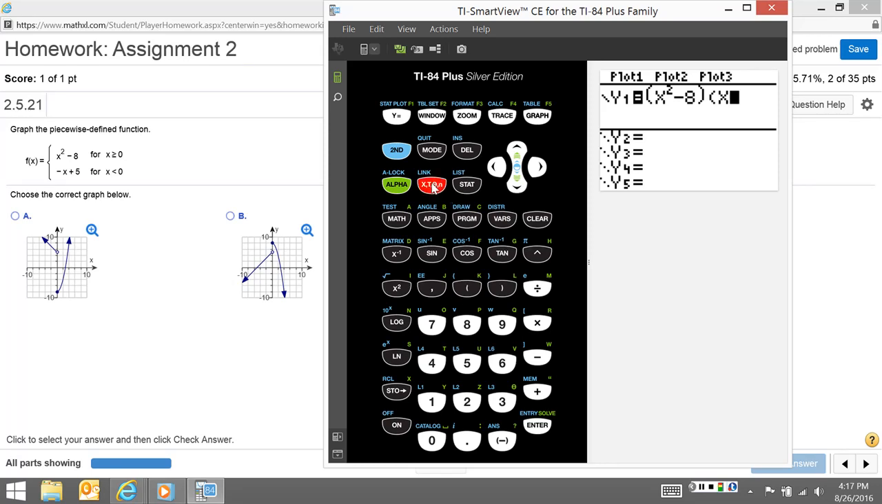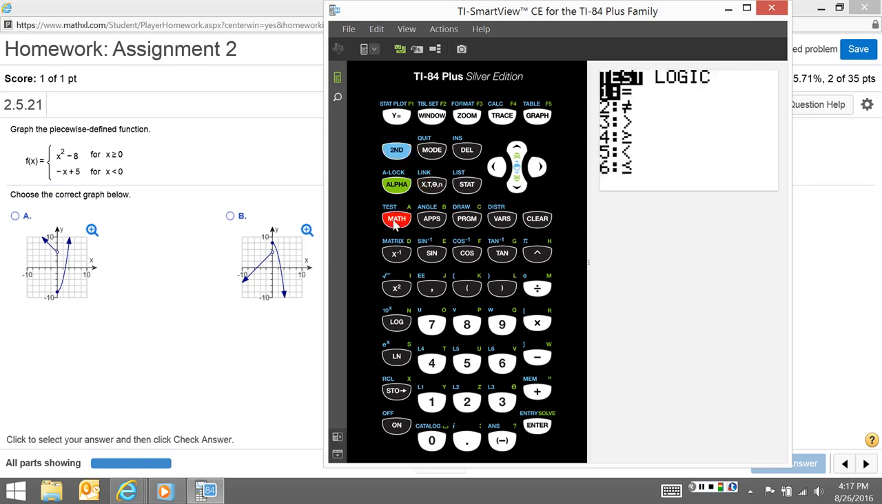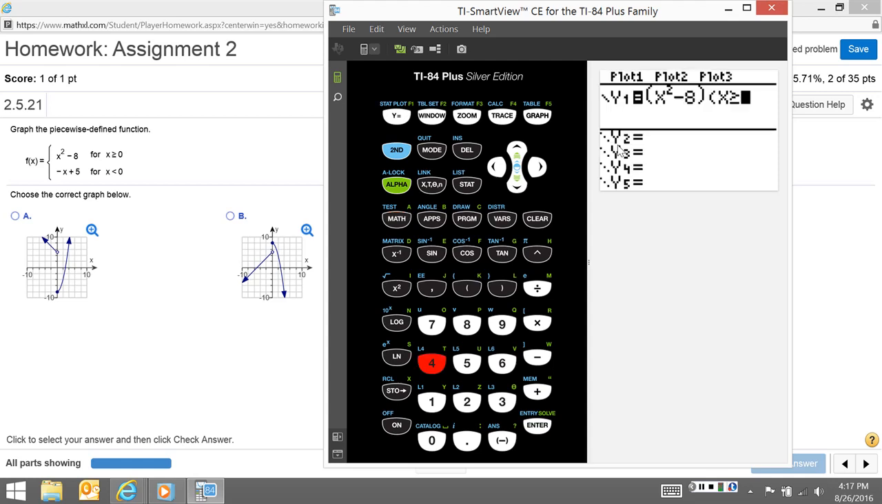Now I need to get the greater than or equal, so I'm going to go to second math, which is the test function here. And you can see down here, number 4, that's going to give me my greater than or equal sign. Put in the 0 first, and then the parentheses. Now this is the first one.